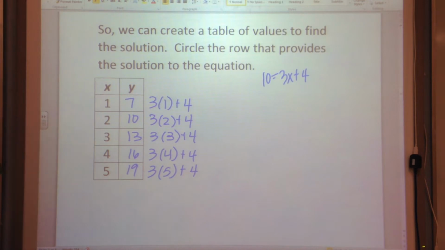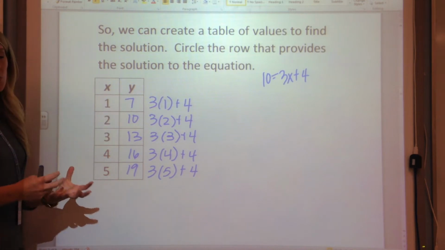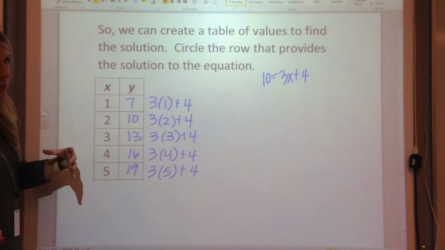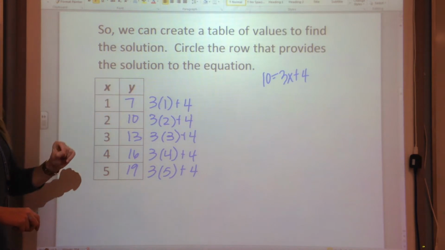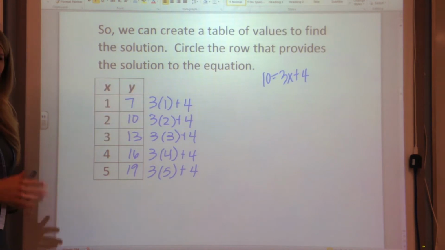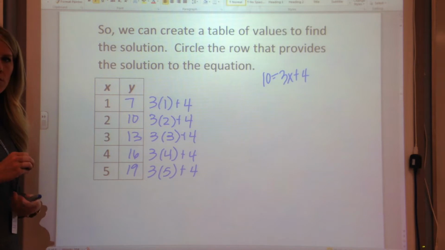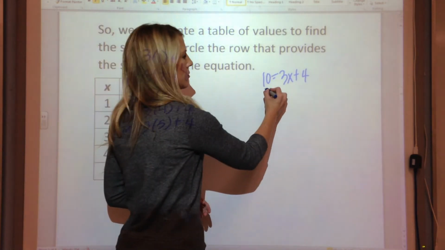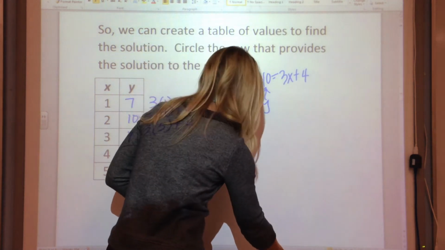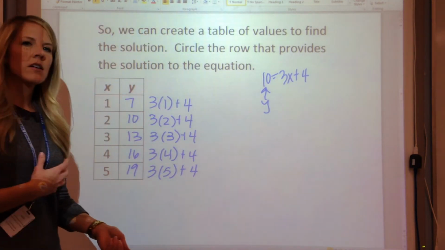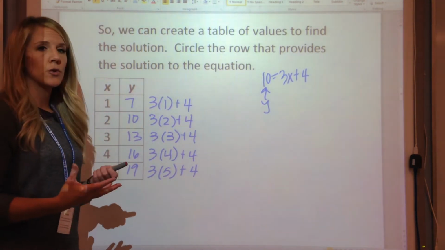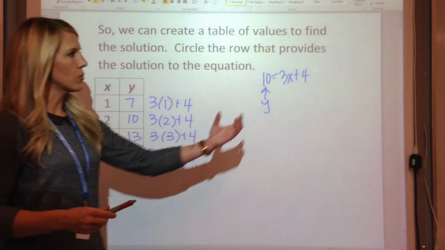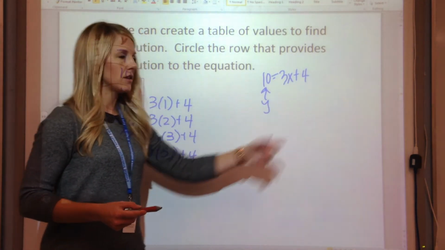Okay. So we have our table of values, and again, we don't know if we have the right answer yet or not. We might, though. Circle the row that provides the solution to the equation. So again, what did we want y to equal? We said 10 equals 3 times something plus 4. So this is kind of representing our y value. So what value of x made the equation true, or became a solution, or made the right side equal 10?